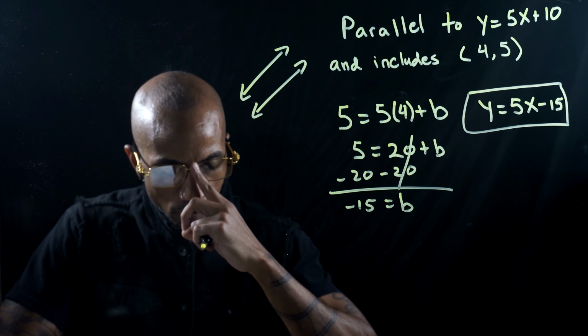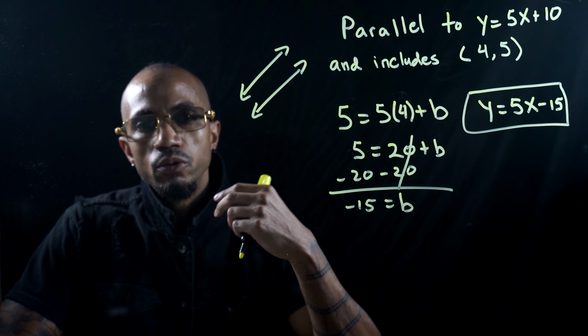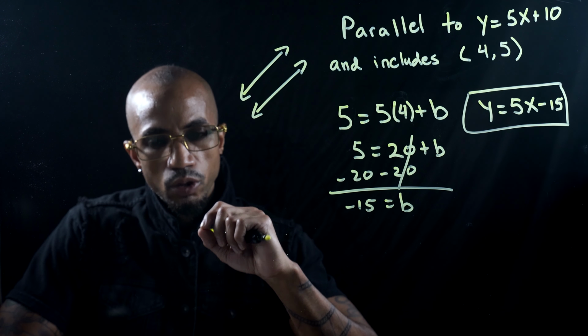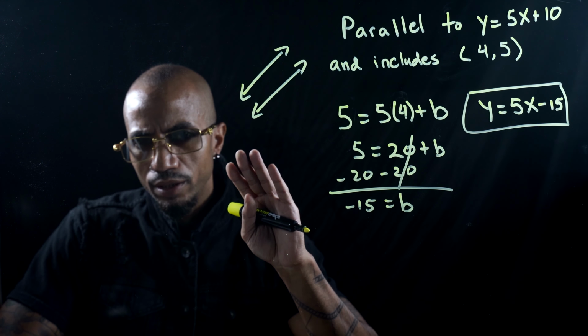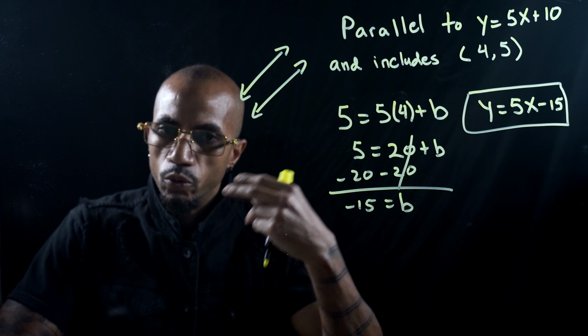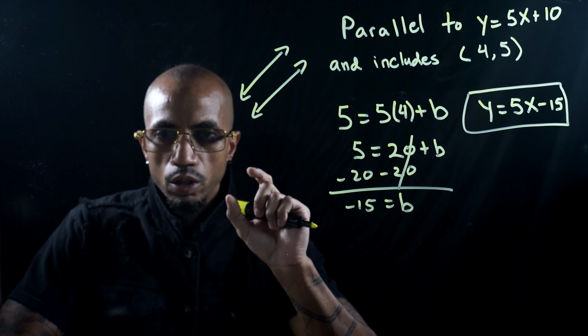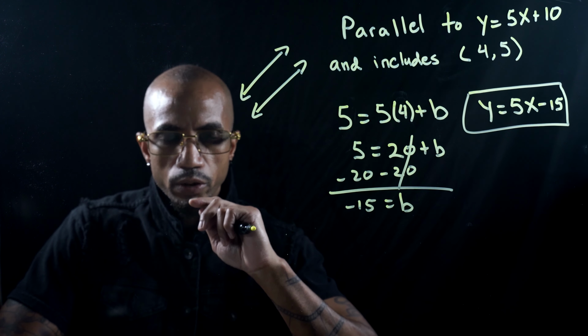Okay, so let's recap. Again, parallel lines have the same slope. The tricky part here is how do you find the y-intercept. We started to think algebraically about what do we have, what can we use, and what's a good way of getting it.